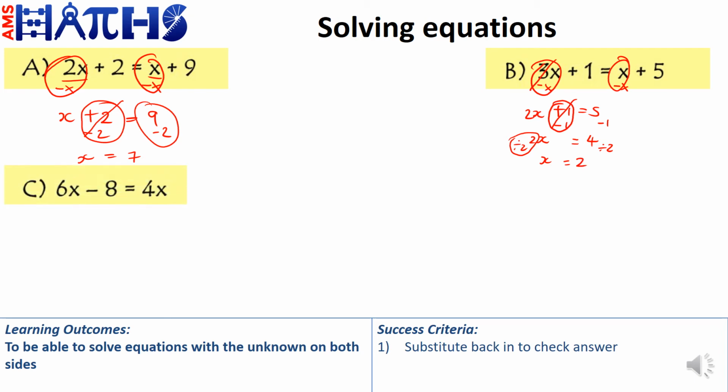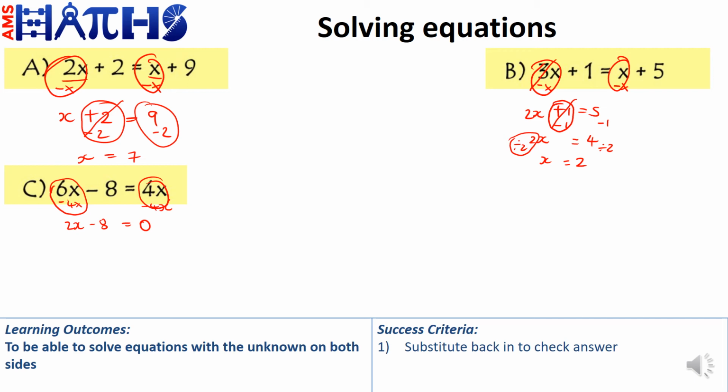Third problem to try. Pause your video, 2 minutes. When you're ready to check, resume. Alright, we have x on both sides, 4x and 6x. So we're going to subtract 4x since it's a smaller group of x. 6x minus 4x is 2x. We're left with our minus 8. And then 4x minus 4x is 0.